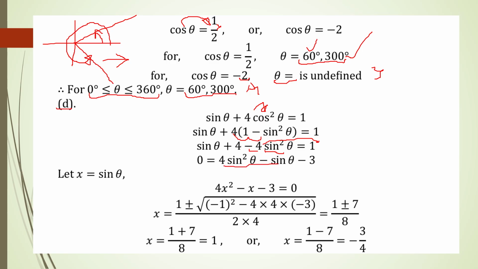So we let x be equal to sine theta, and then you end up with 4x squared minus x minus 3. We solve it using the quadratic formula, and the first value of x is going to be 1, and the other value is going to be -3/4. Now both of them are valid, so we have to get the corresponding angles for them.